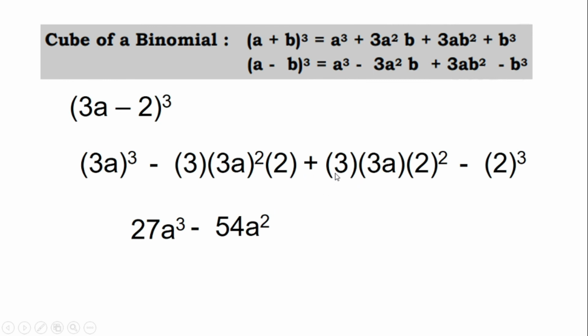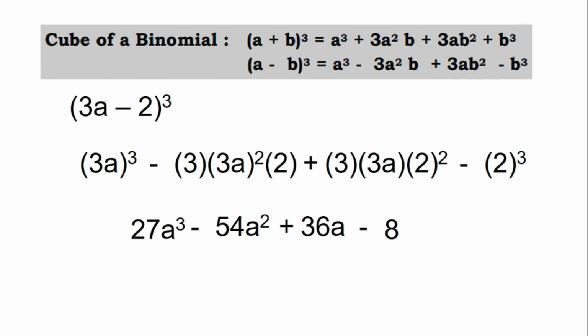Okay? Then plus 3 times 3, that's 9, times 2 square ay 4. Ulit, 3 times 3 ay 9, 2 square ay 4. So 9 times 4, that is 36A. And then last is minus 2 times 2, 4 times 2, 8, minus 8. Okay? No similar term, so we can combine. So that will be our final answer. Mapapansin nyo, magiging sagot natin, positive yung una, negative yung pangalawa, positive yung pangatlo, negative yung last term.